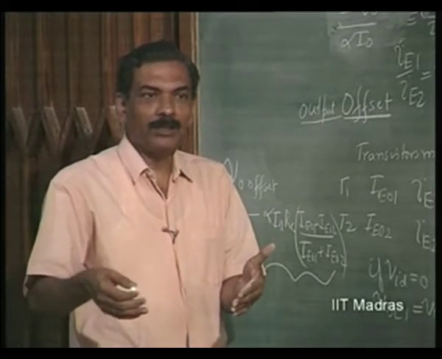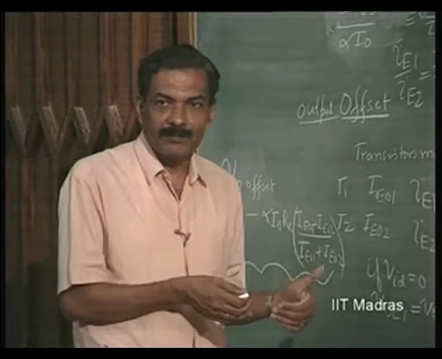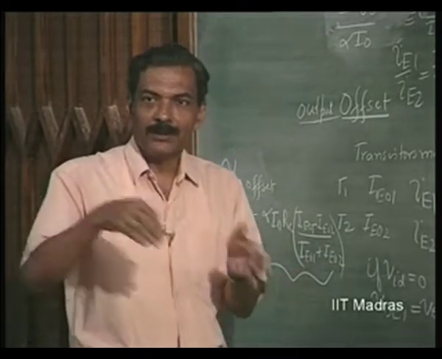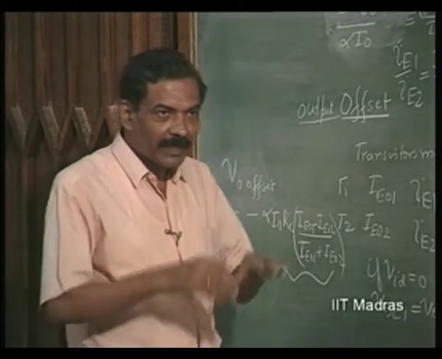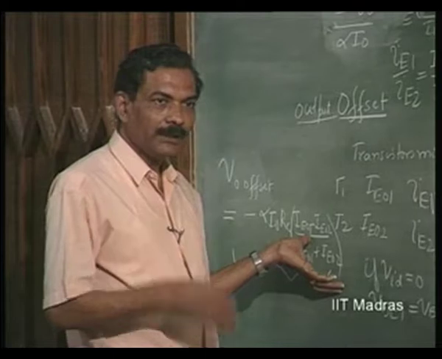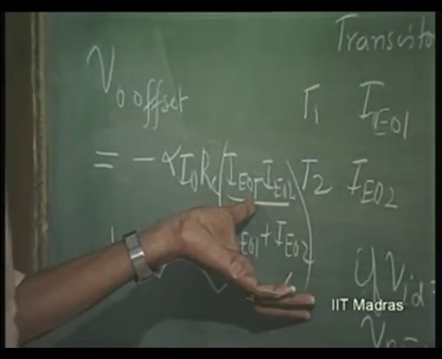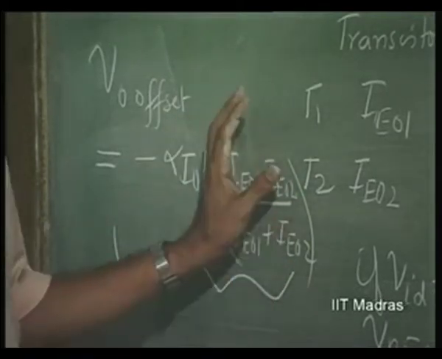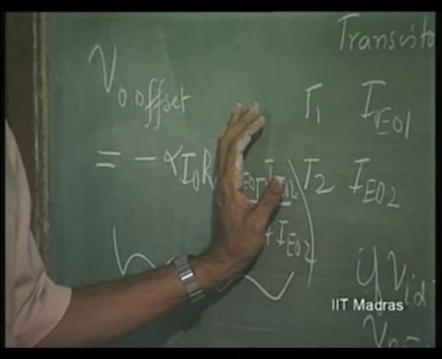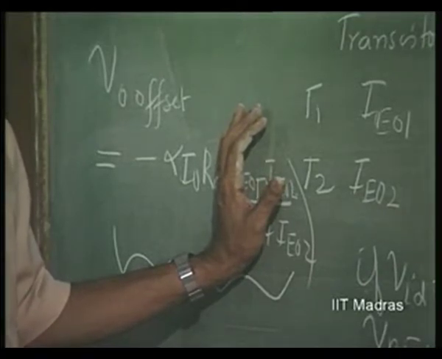Particularly, this is of great nuisance in the case of a low frequency amplifier, where the signal also changes very slowly with respect to time. We cannot separate this out from the signal. So, it interferes with the signal. Therefore, in a good amplifier, we must make this as close to 0 as possible. Not only that, it should not further drift with respect to time. These are two important things.